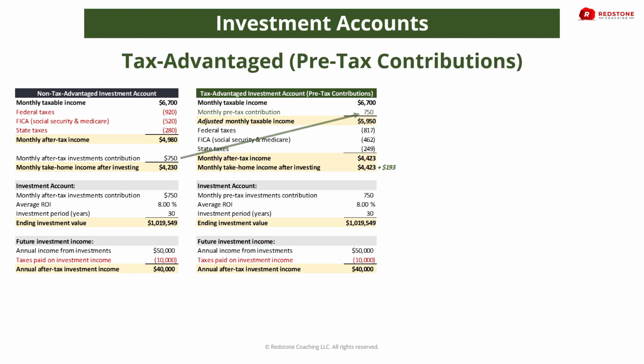But now let's compare that to a pre-tax advantaged account. So remember, this is the first of the two types of tax advantaged accounts, pre-tax contributions. So let's pretend that you still want to invest $750. Well, in a pre-tax contribution account, you're going to have your $6,700 that you earn from the company.